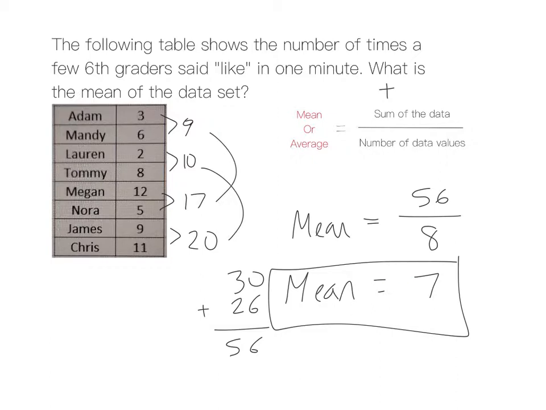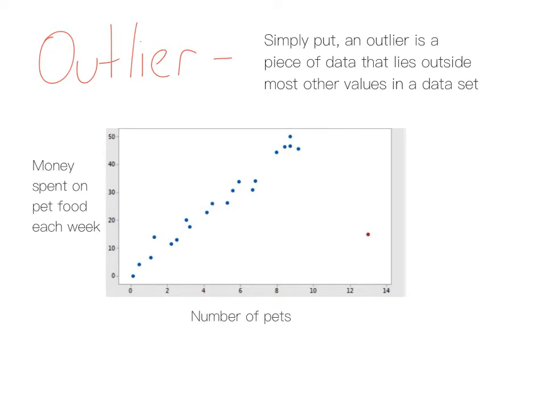Great. The next thing we need to talk about is called an outlier. So what's an outlier? Simply put, an outlier is just a piece of data that lies outside most other values in the data set. Here's a graph that displays people who reported both the number of pets they have and the amount of money they spent on pet food each week.